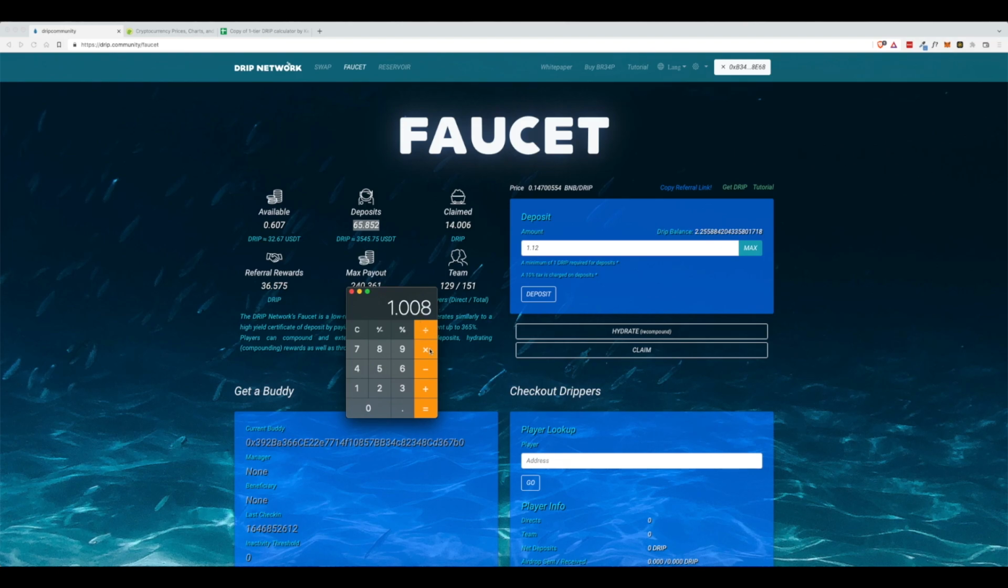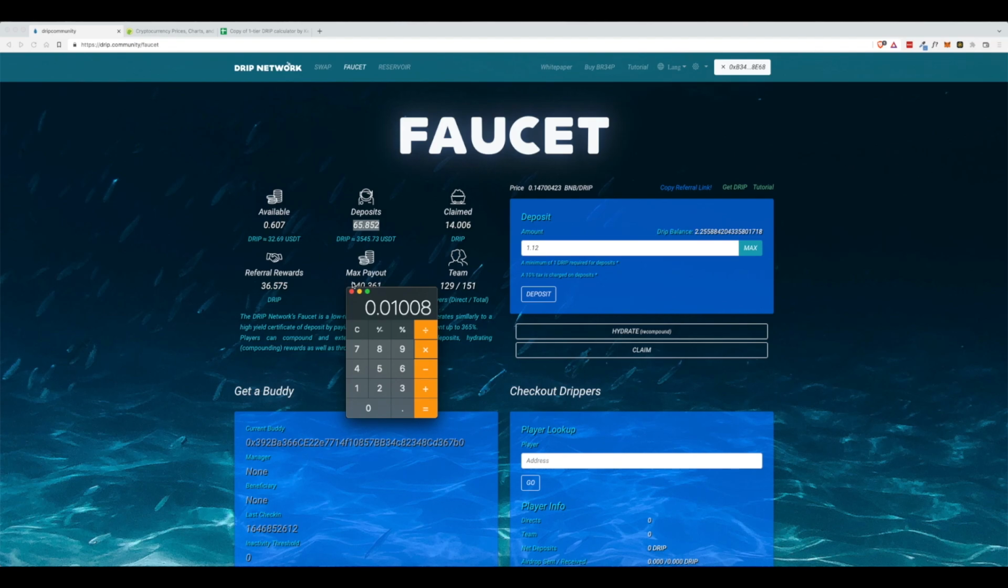And every single day, we would be able to claim or get in our available balance 1% of this amount in DRIP tokens. I'm not talking about dollars here, I'm talking about DRIP tokens because that is what we are paid out in. So if we take this balance here, which is in our deposits, and we get 1% of it, so let's multiply that by 1%, we get every single day 0.01008 DRIP tokens that will show up here.